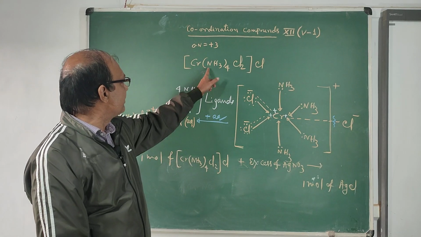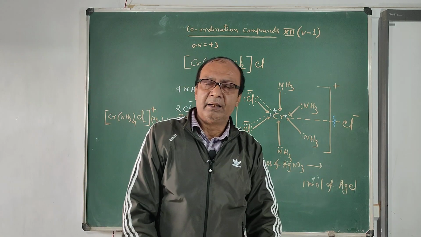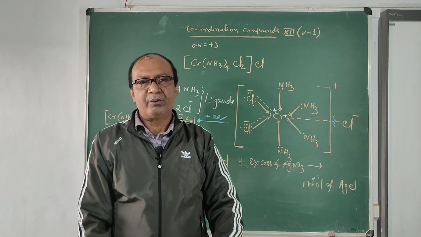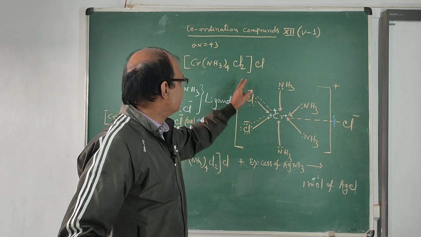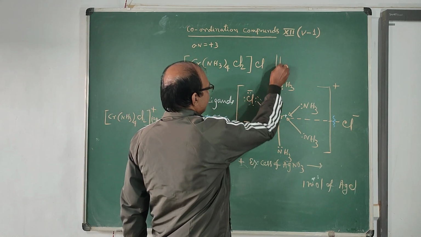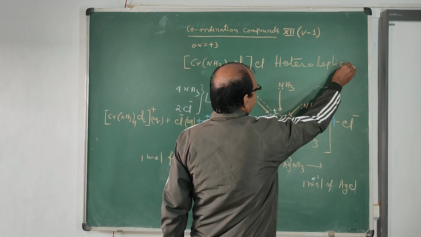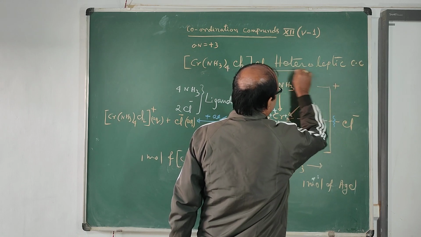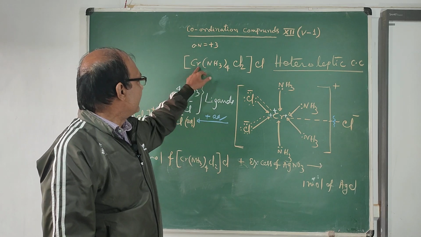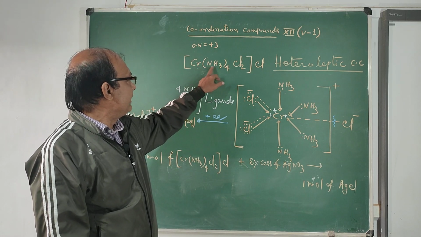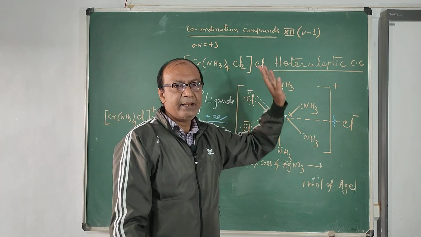Now see this coordination compound. If different types of ligands are attached to the central metal atom or ion, the coordination compound is called a heteroleptic coordination compound. So this is an example of a heteroleptic coordination compound. When do you say heteroleptic? When the central metal is attached to different types of ligands, then it is said to be heteroleptic.